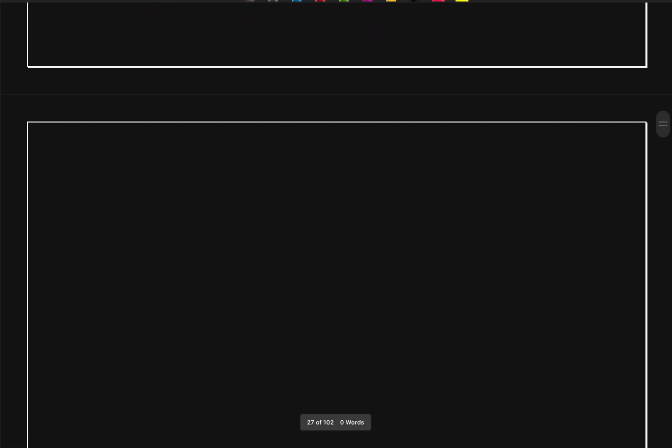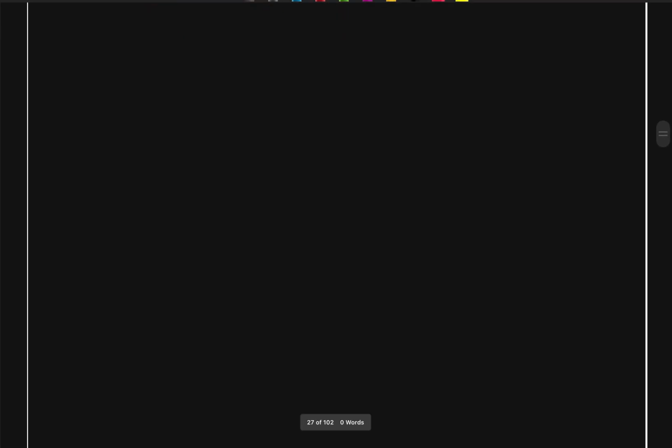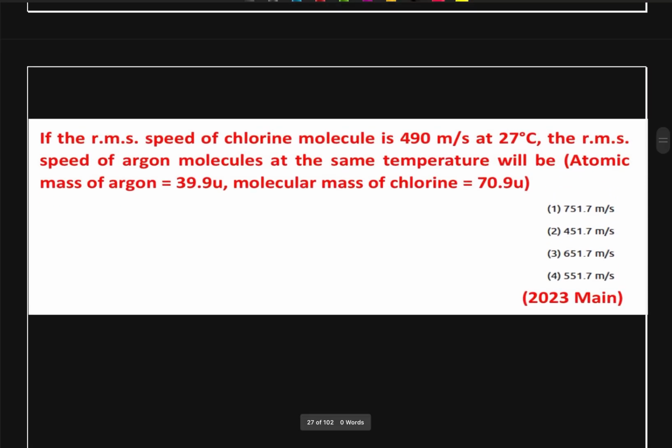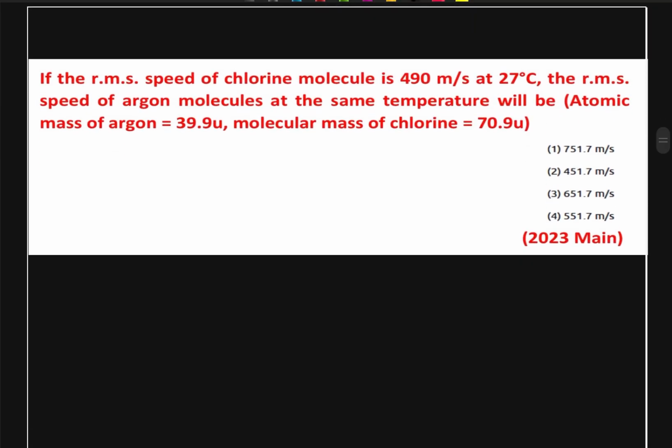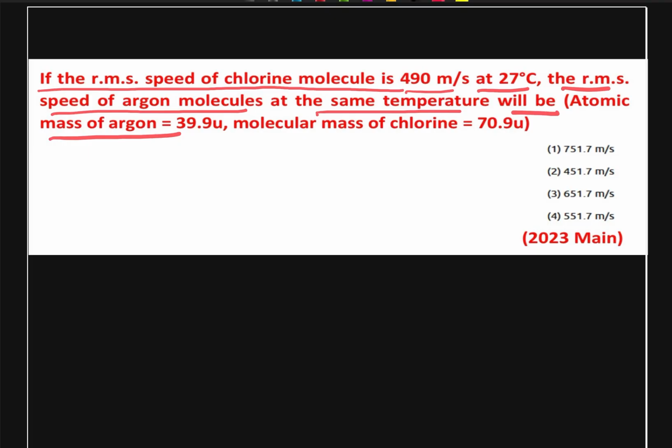Next question. It states that if the r.m.s speed of the chlorine molecule is 490 meter per second at 27 degrees centigrade, the r.m.s speed of argon molecules at the same temperature will be, the atomic mass of argon is 39.9 and molecular mass of chlorine is 70.9.